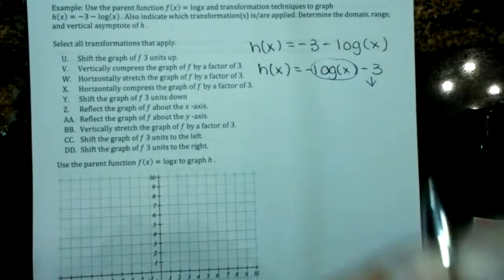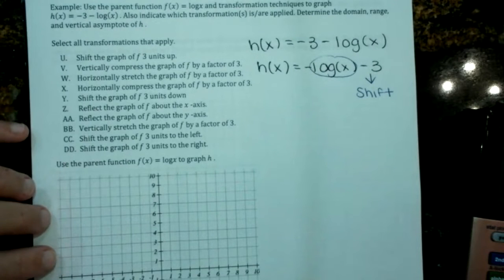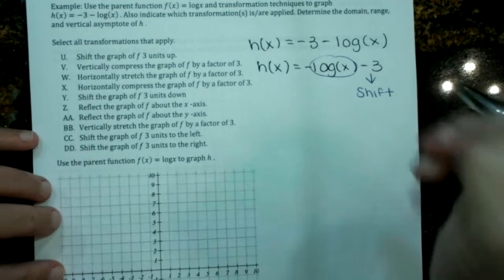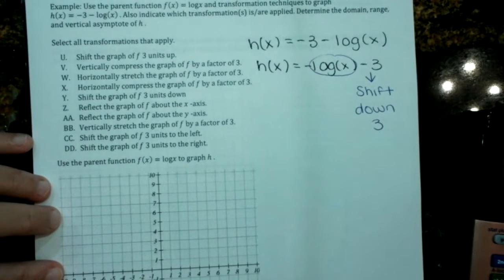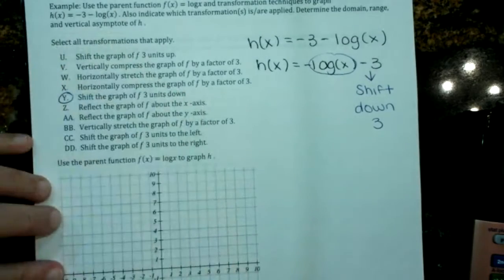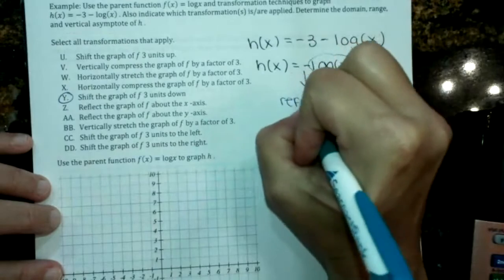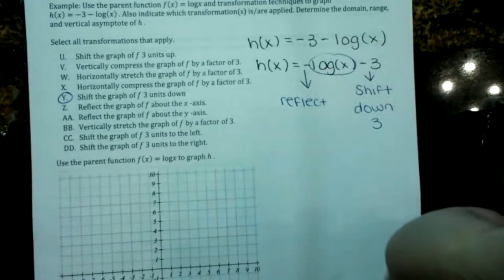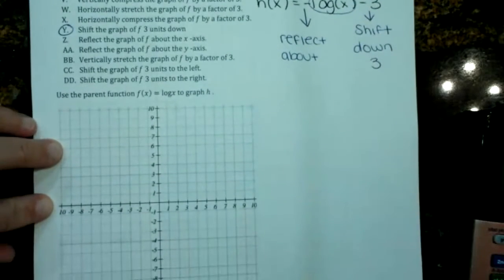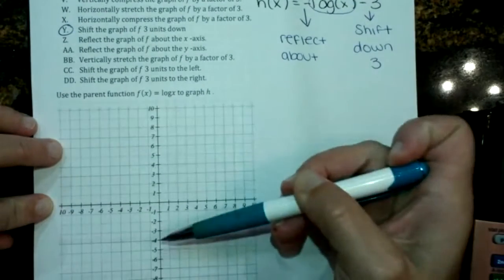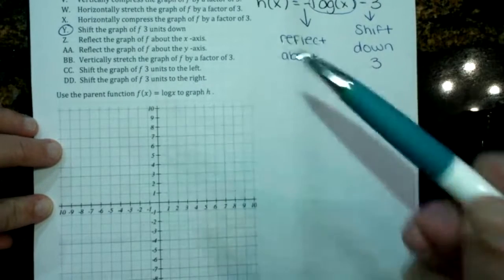This -3, adding and subtracting are going to shift the graph. It's on the outside, so it's affecting our y values. So -3 means we're going to shift it down 3. All right, so down 3, which is y. Then we have this negative out front. So negatives out front are going to reflect. Negatives in general are going to be reflections about. It's out front, so it's affecting our y value. So looking at our graph, our y values go from positive up here to negative down here. From positive to negative are reflecting. We're flipping over this x-axis.